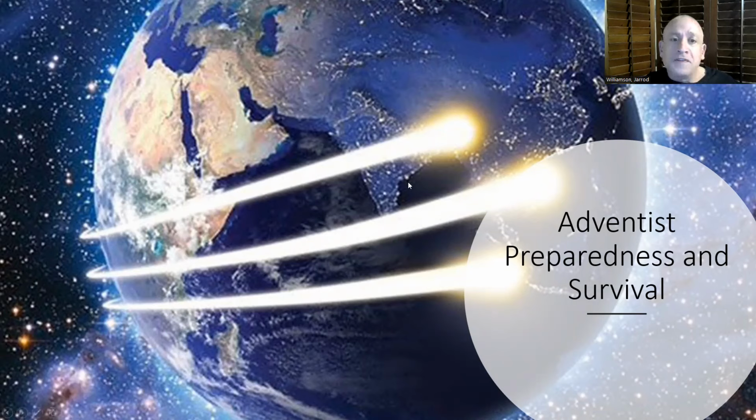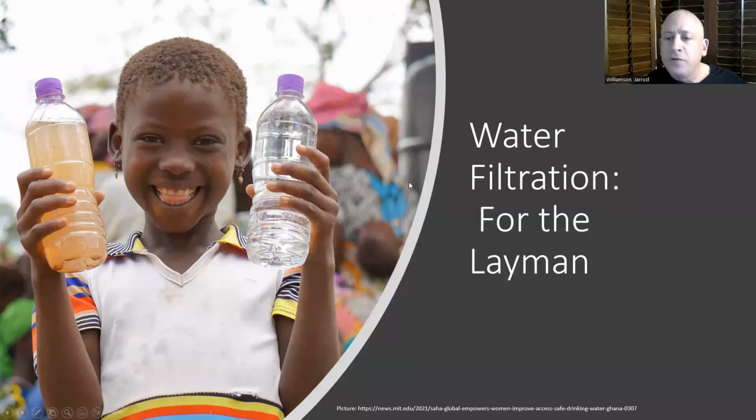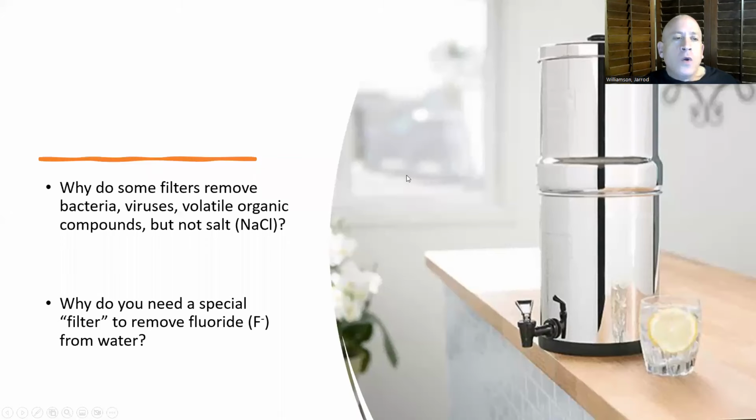What I'm going over today is water filtration for the layman. It's a ground level explanation and it's got no math in it. This is for your average person that wants to understand. The questions I'm going to address are why some filters remove bacteria, viruses, volatile organic compounds, pesticides, whatever else, but not something like table salt, sodium chloride. Or why do you need a special filter to remove fluoride from water if that's what you want to do?